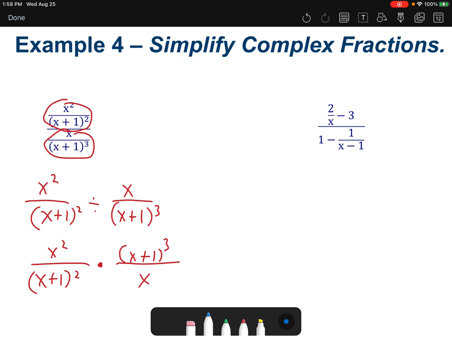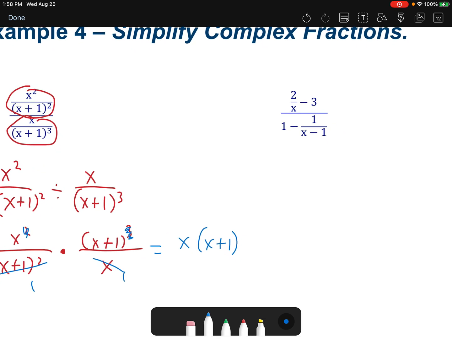Well, if we have x plus 1 squared and x plus 1 cubed, that means we can take out 2 of those, and so we're just left with x plus 1. And then x goes into x squared one time, so you have an x left. So it's just x times x plus 1. So that's a 1. And that's a 1. So it's x times x plus 1.